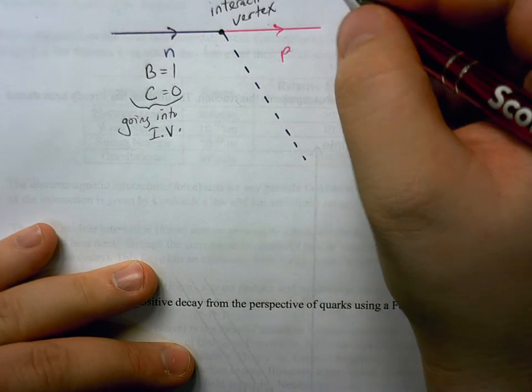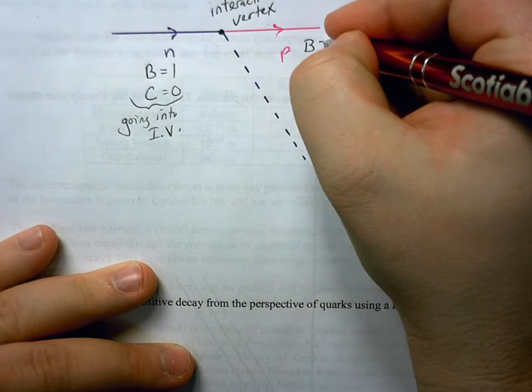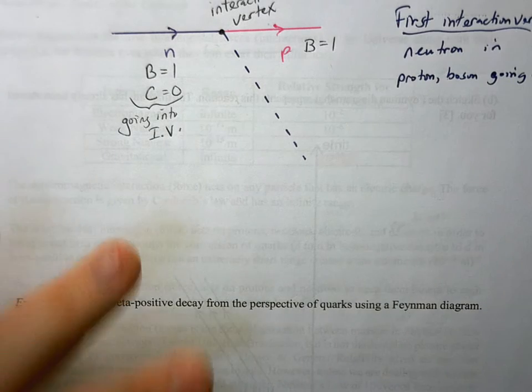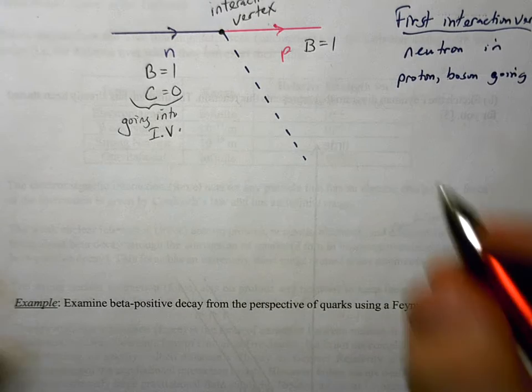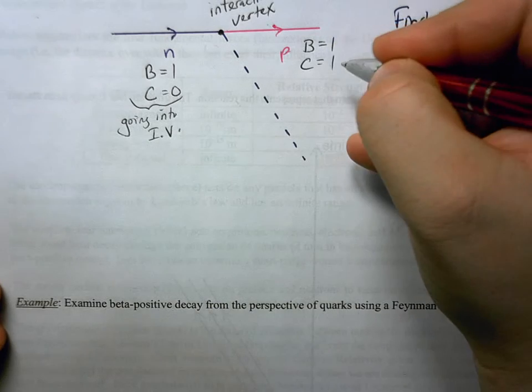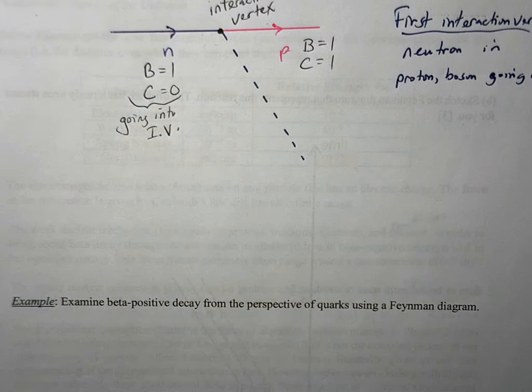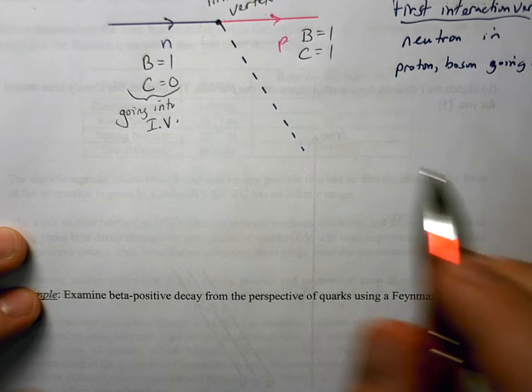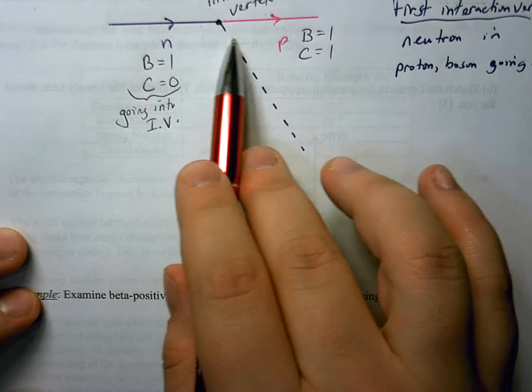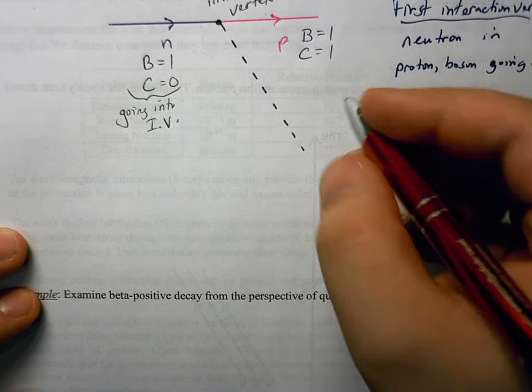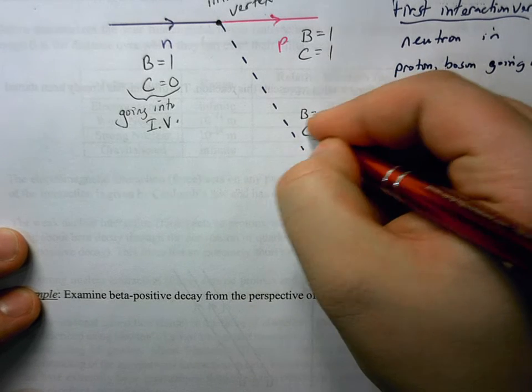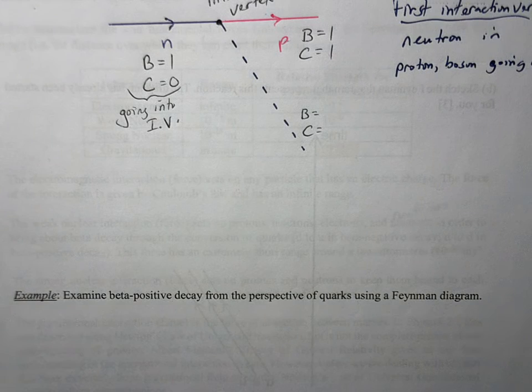A proton is also a baryon, so it is going to have a baryon number of 1. For relative charge, we know that the charge on an electron is -1. So at this first interaction vertex, we need to deduce some information about this boson, whatever boson it happens to be.